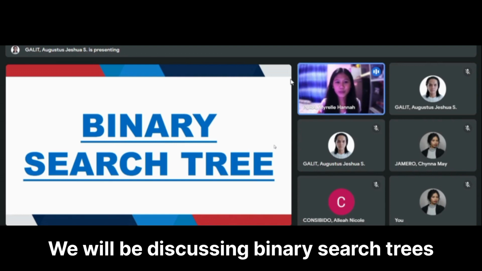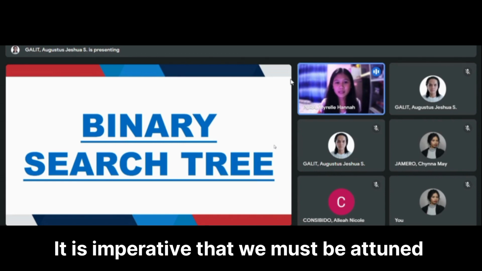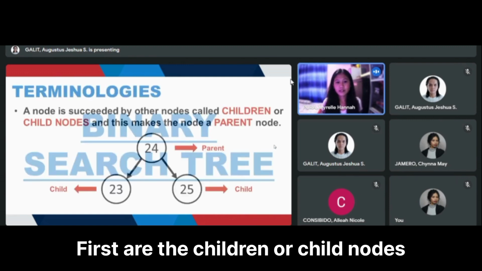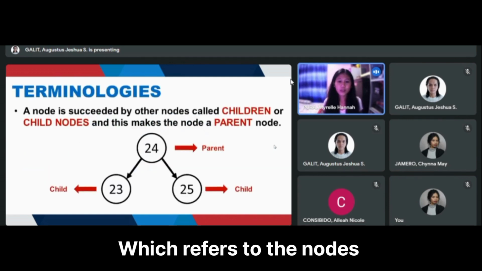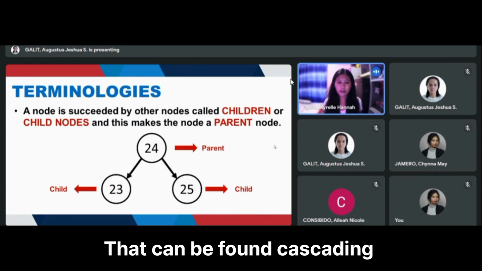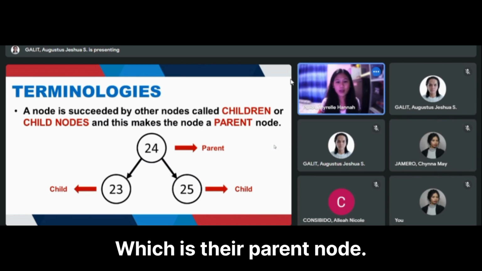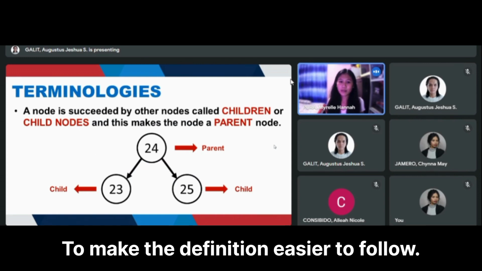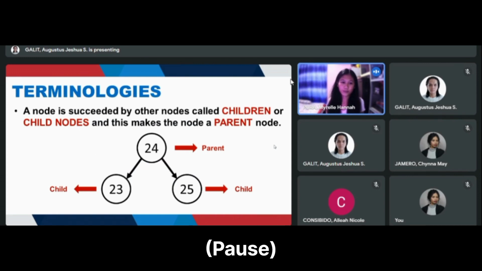In this video, we will be discussing binary search trees. But before we commence, it is imperative that we be attuned to some of the pertinent terminologies to be used. First are the children or child nodes, which refers to the nodes that can be found cascading from a single node, which is their parent node. An example is provided to make the definition easier to follow.